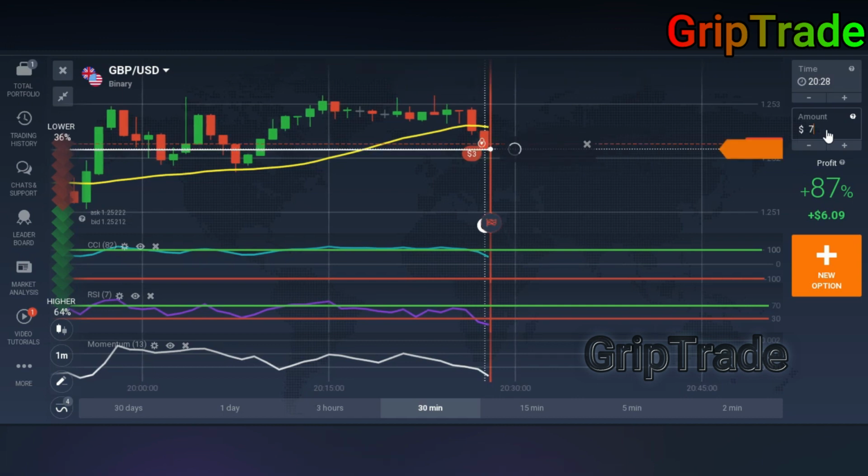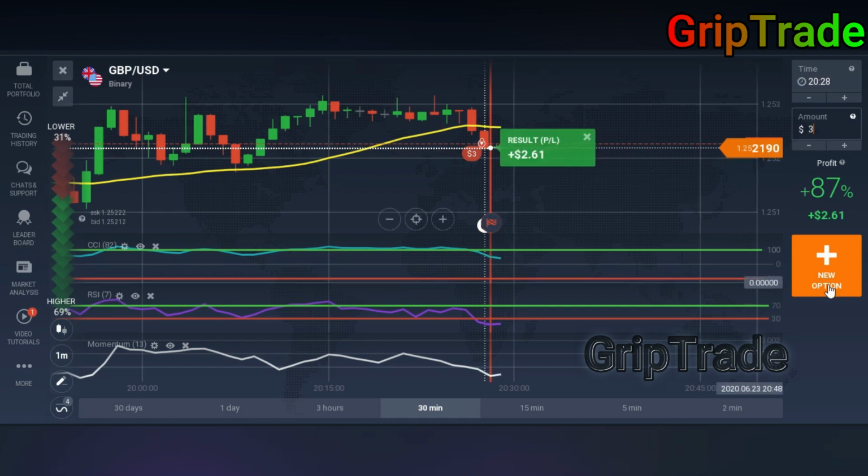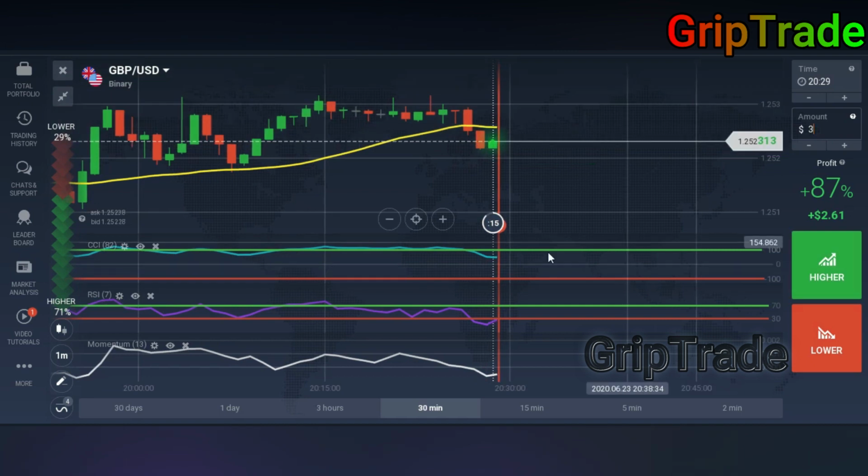So we won our first trade, so there is no need for putting a second trade, okay? We made the profit already. So this is how you can keep on moving.